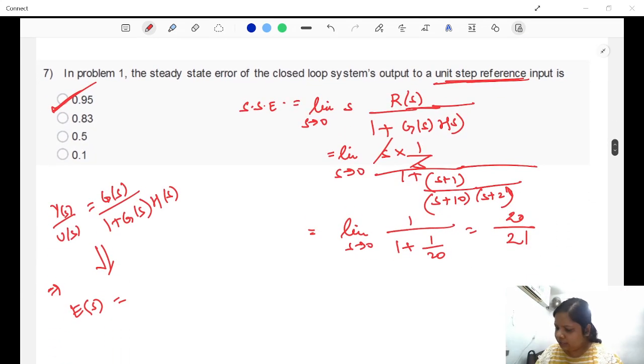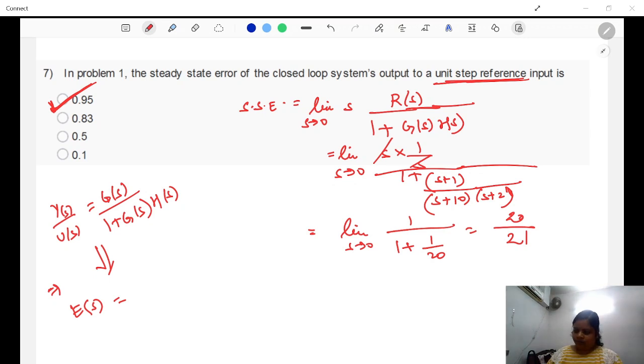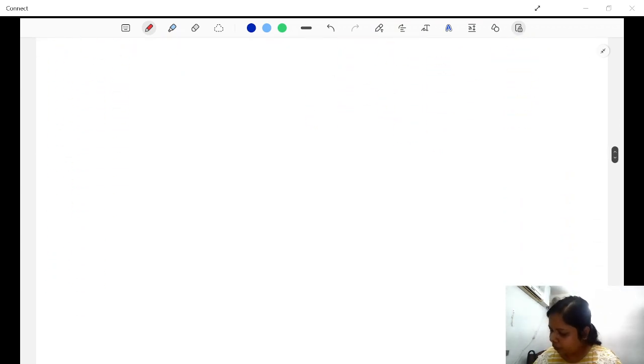So from here I hope it is clear that it is 0.95. It is just a simple steady state error value.